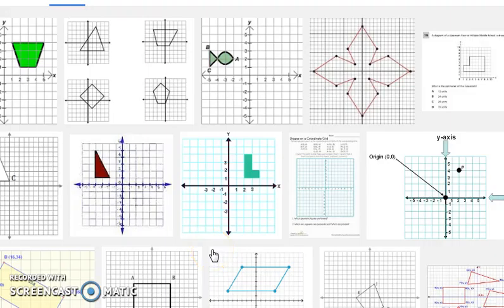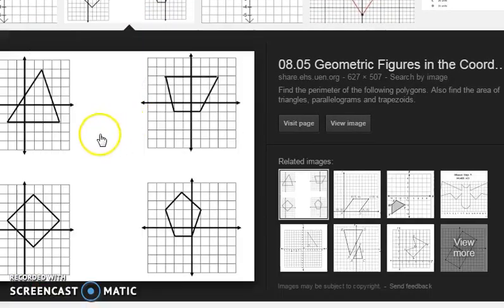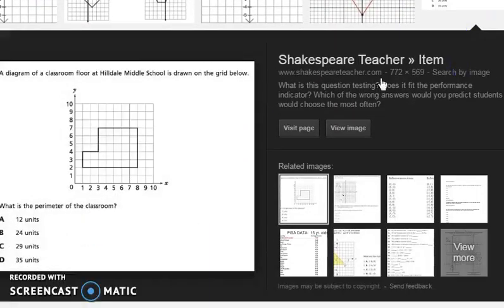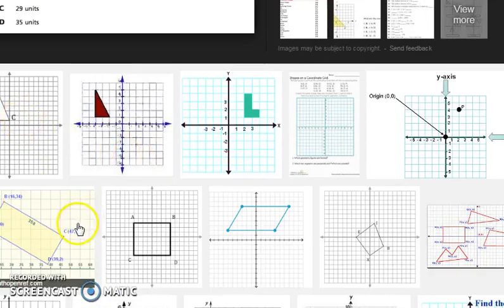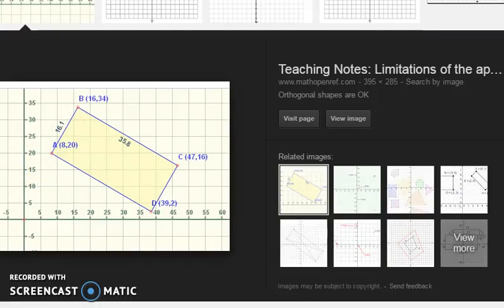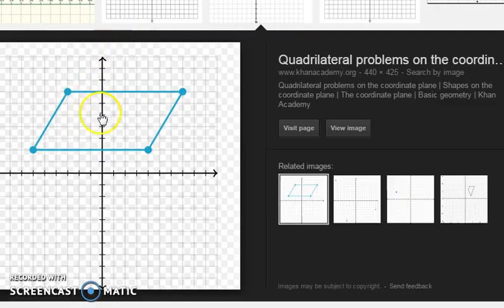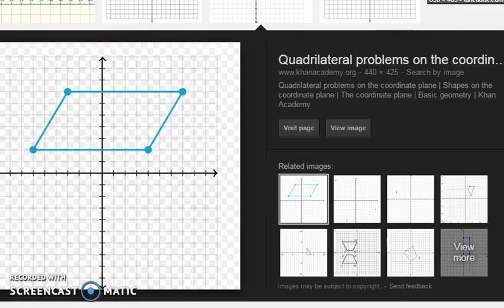One really important idea in geometry is proving certain shapes on the coordinate plane. So we might have a coordinate plane, we might have a triangle, we might have a trapezoid, we might have an irregular shape, or we might have a rectangle, and we need to be able to prove that these are in fact geometric shapes on these coordinate planes.